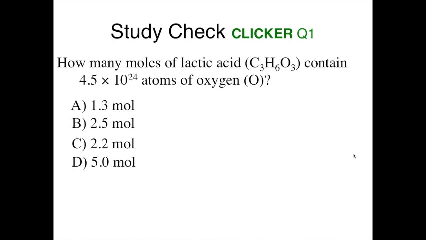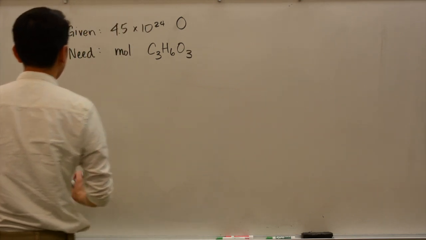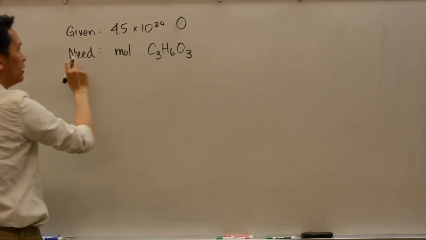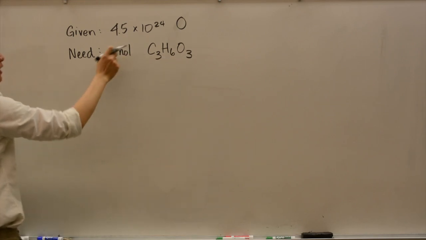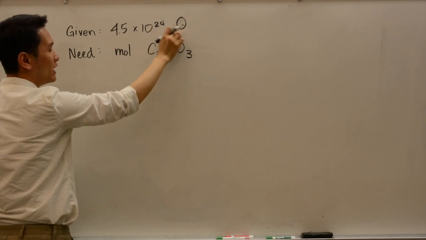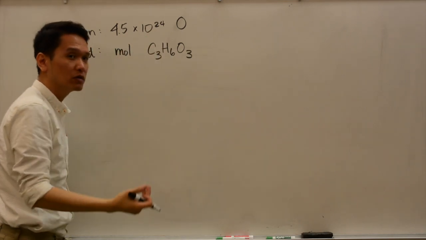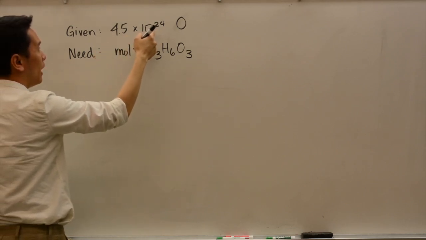Checkpoint. The question asks, how many moles of lactic acid, which is C3H6O3, contain 4.5 times 10 to the 24th atoms of oxygen? Okay. So to set up this question, you are given that you have 4.5 times 10 to the 24th oxygen atoms, and you need to find how many moles that relates to of lactic acid. Okay. So first of all, we know that we're given an amount of atoms, and we can't really use atoms or that kind of count very well until we convert to moles first, right? Because this is in terms of moles. So how do you convert from atoms to moles?